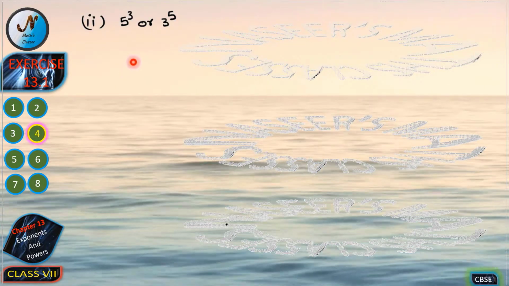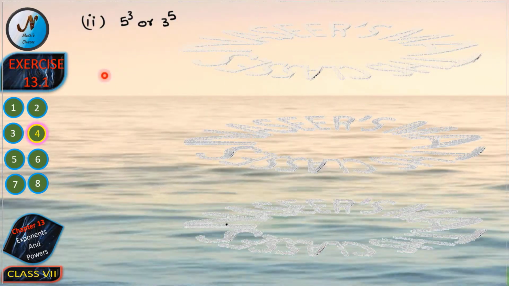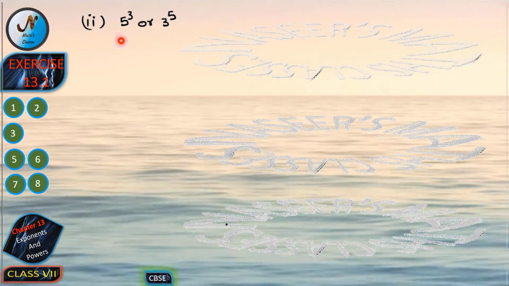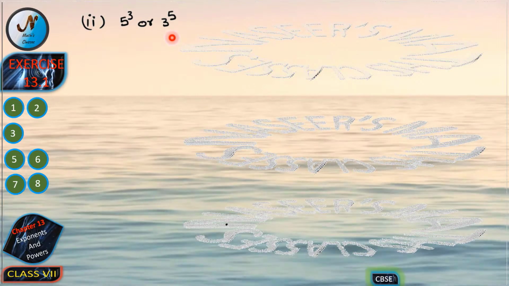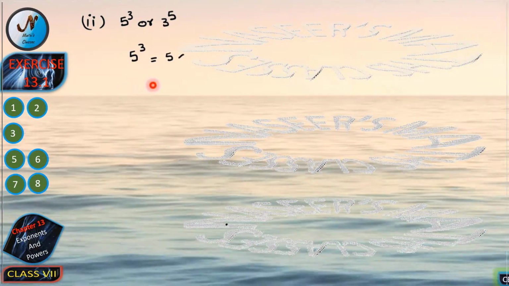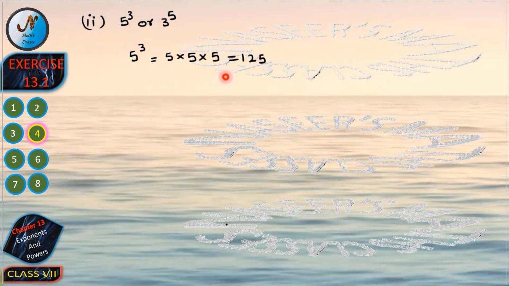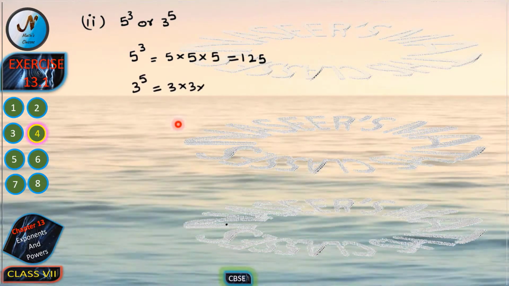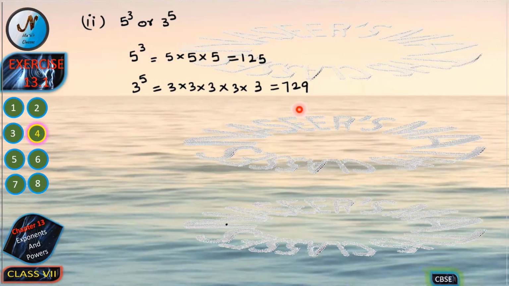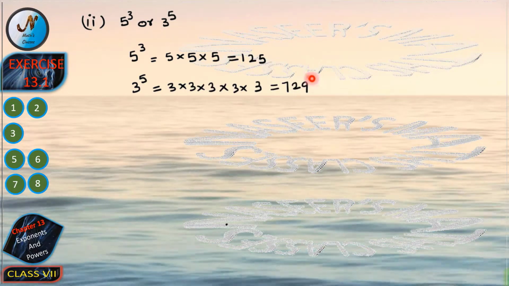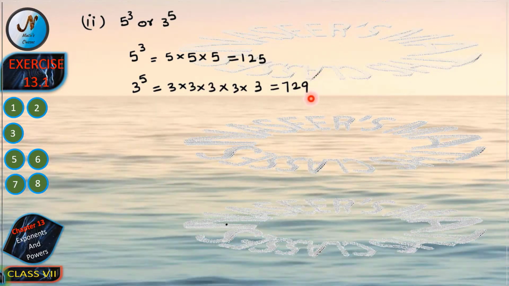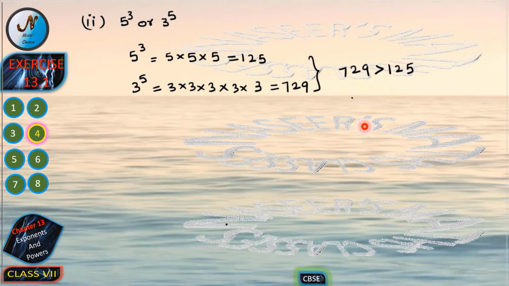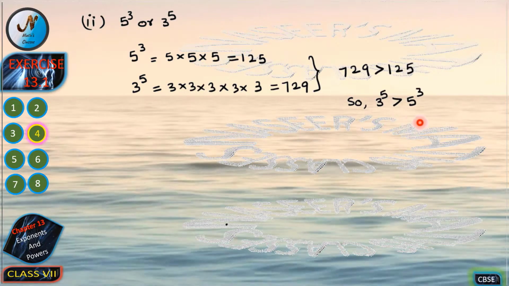Next second one, 5 cube or 3 power 5, which is greater. To find this, we have to compare these two. 5 cube means 5 multiplied 3 times, and 3 power 5 means 3 multiplied 5 times. So we can write 5 cube as 5 multiplied 3 times, which is equal to 125, and 3 power 5 is written as 3 multiplied 5 times, which is equal to 729. By comparing these two numbers, we can say that 729 is greater than 125. So we can say that 3 power 5 is greater than 5 cube.